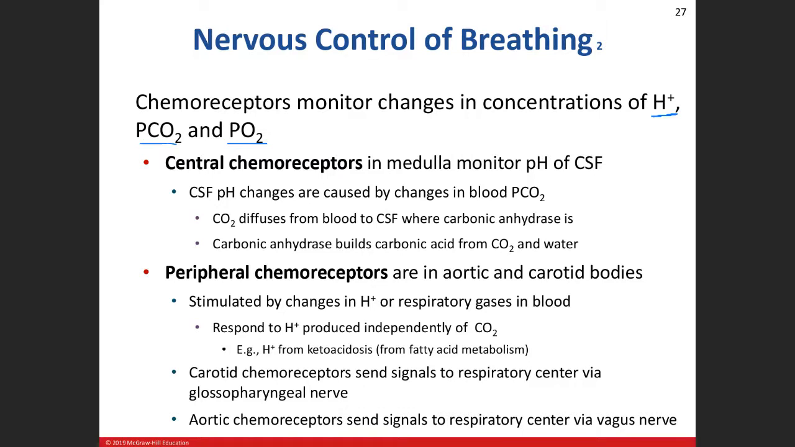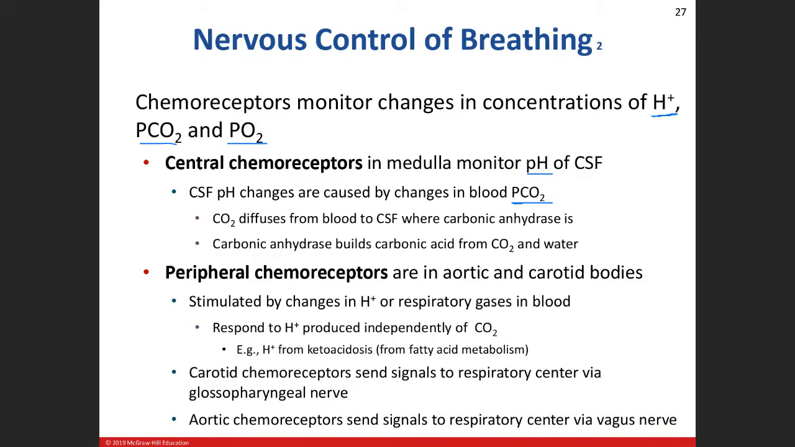So when we're dealing with the central chemoreceptors, these chemoreceptors are going to monitor the pH of the cerebral spinal fluid. Basically, they monitor any changes in the cerebral spinal fluid's level of acidity or how basic it is in regards to the amount of carbon dioxide that is present there. Now, we'll go into a little bit more detail about how this happens later on.